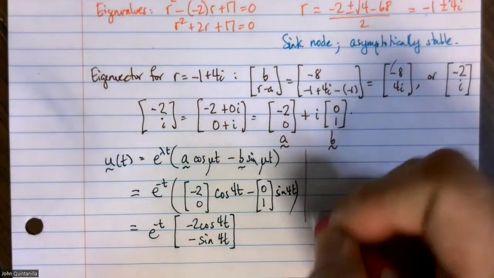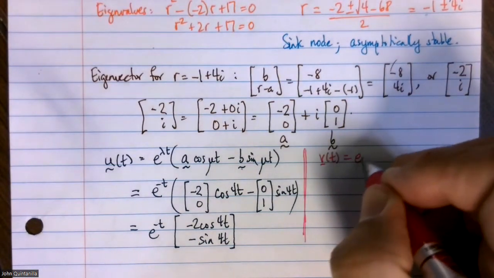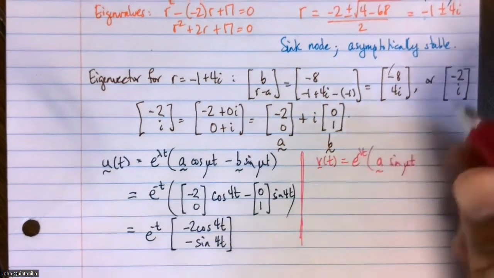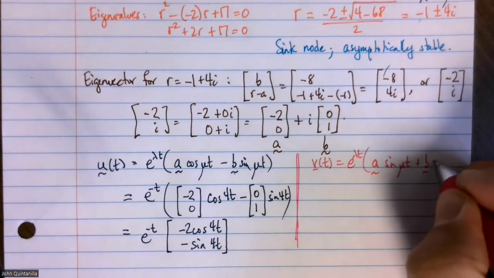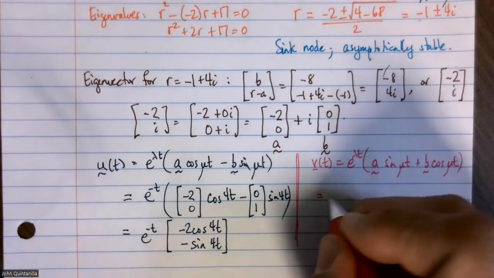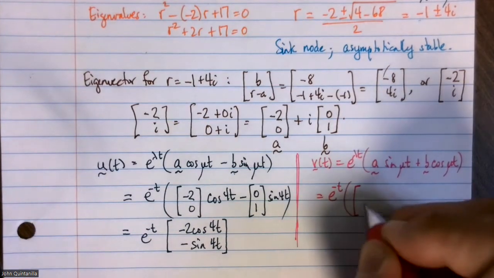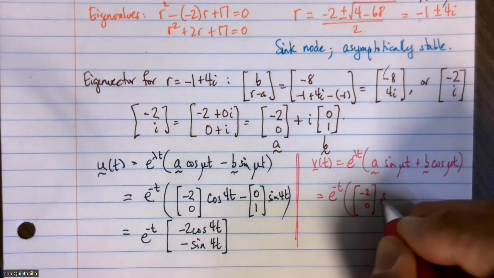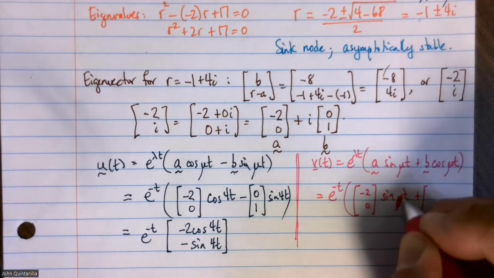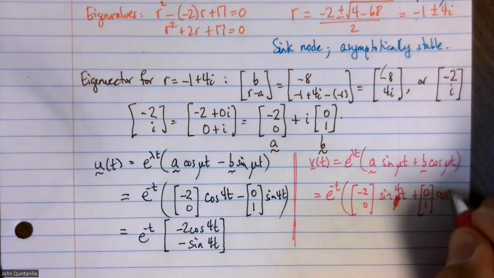The second solution will be v of t equals e to the lambda t, a times the sine of mu t, plus b times the cosine of mu t. So that'll be e to the minus t times -2, 0, times sine of mu t, plus, and mu is equal to 4, and b is 0, 1 times the cosine of 4t.